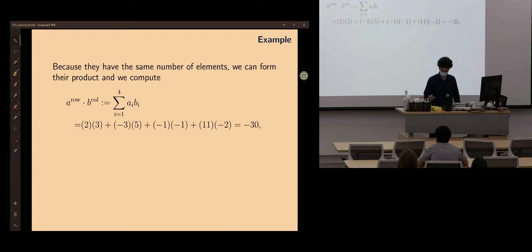So that's a very basic operation that we're going to use to build on from here.